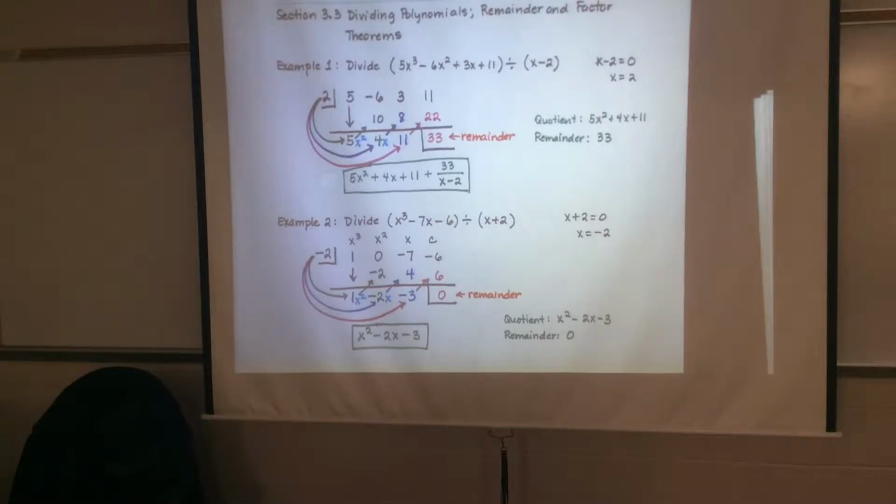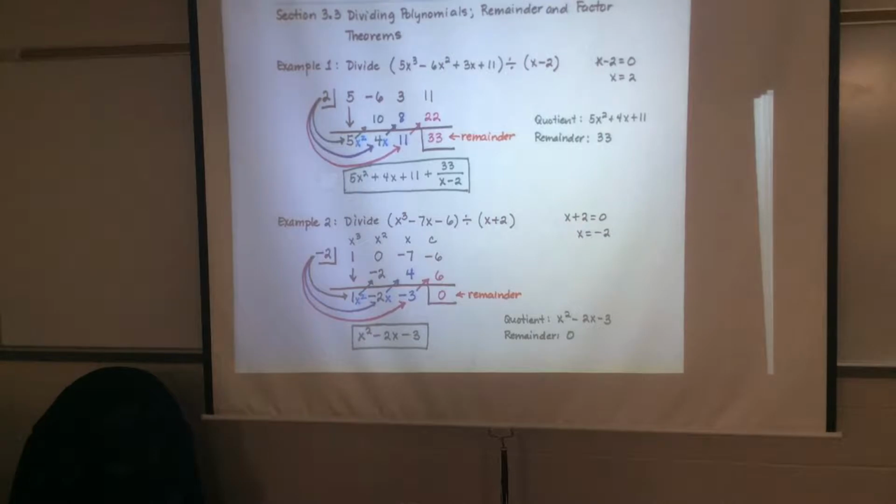Now, this only works if your divisor is of the form x minus some constant. If it's x squared or x cubed in the divisor, then you'll have to use the long division process, which is thoroughly discussed in another video that I posted on Canvas in the LMS.